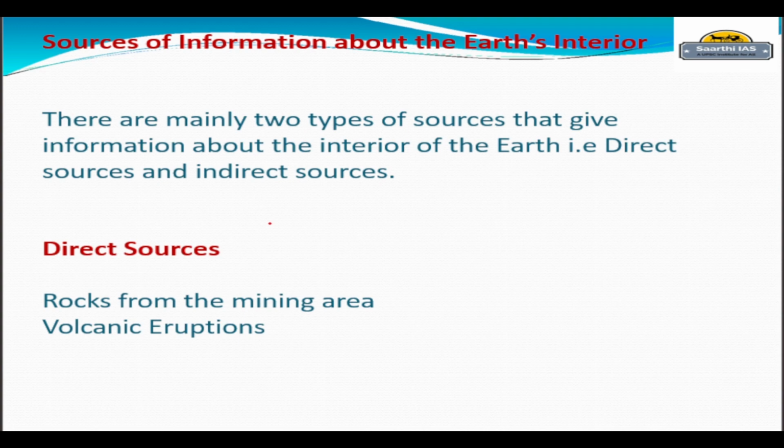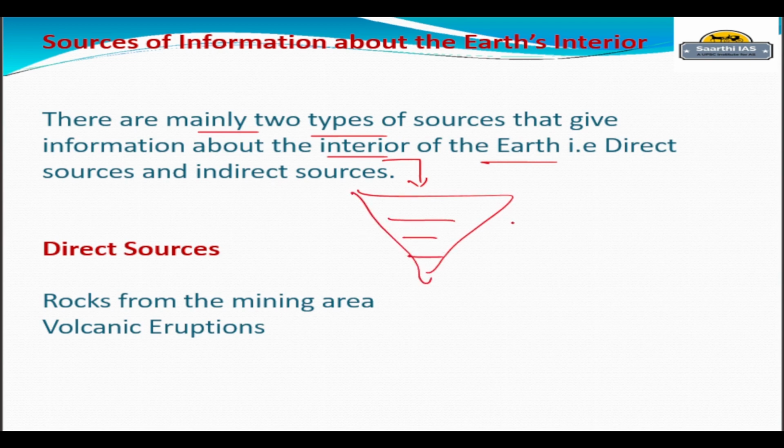So now we will see how the different direct sources and indirect sources give us information about the interior of the earth. There are mainly two types of sources that provide us information about the interior of the earth.